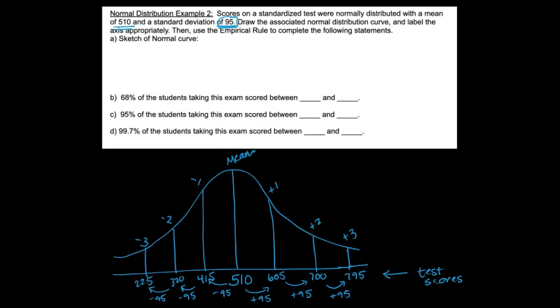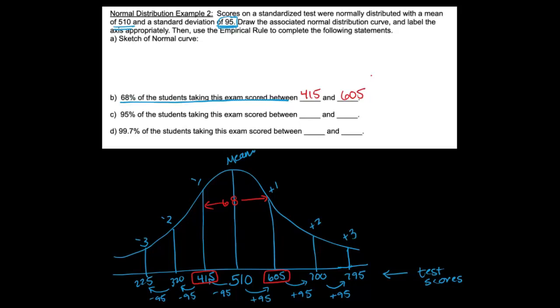So part B asks, 68% of the students taking this exam scored between what and what? The empirical rule says that 68% of data fall within one standard deviation of the mean. So we're going to look at the values associated with -1 and +1, and it looks like that's 415 and 605. So if a student scored anywhere between that range, it means they're within one standard deviation away from the mean. It means that their score is fairly typical.